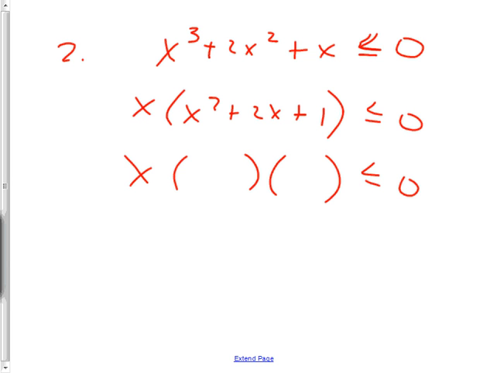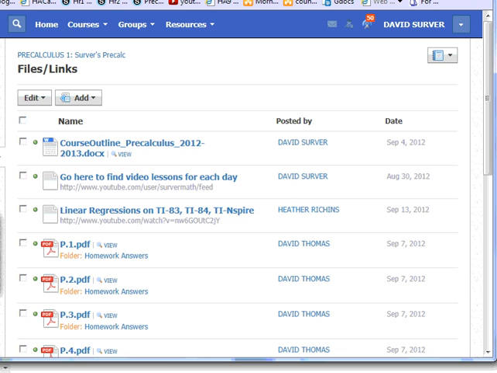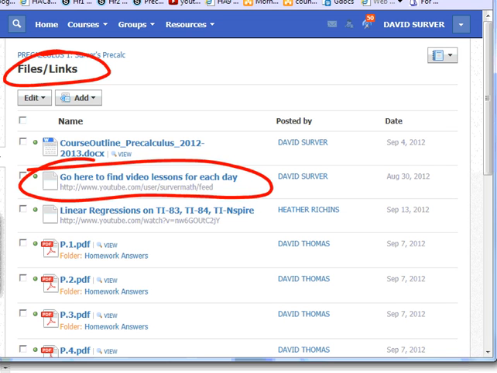So anyway, back to how would you study for this thing? If I were you, I'd go to Schoology, and I would look at the files and links. Let me show you my Schoology page. It's right here. You can go to files and links. See? Files and links. And you go here to find video lessons for each day.